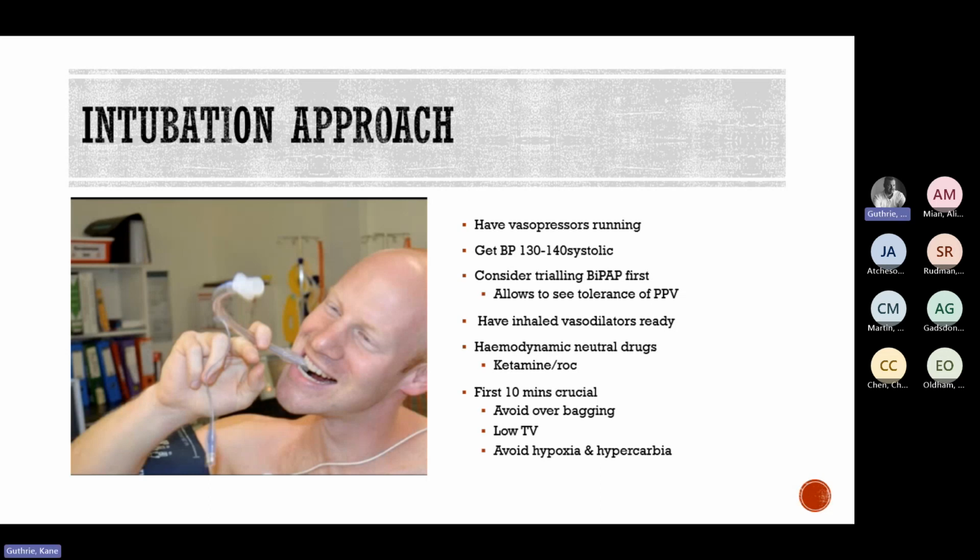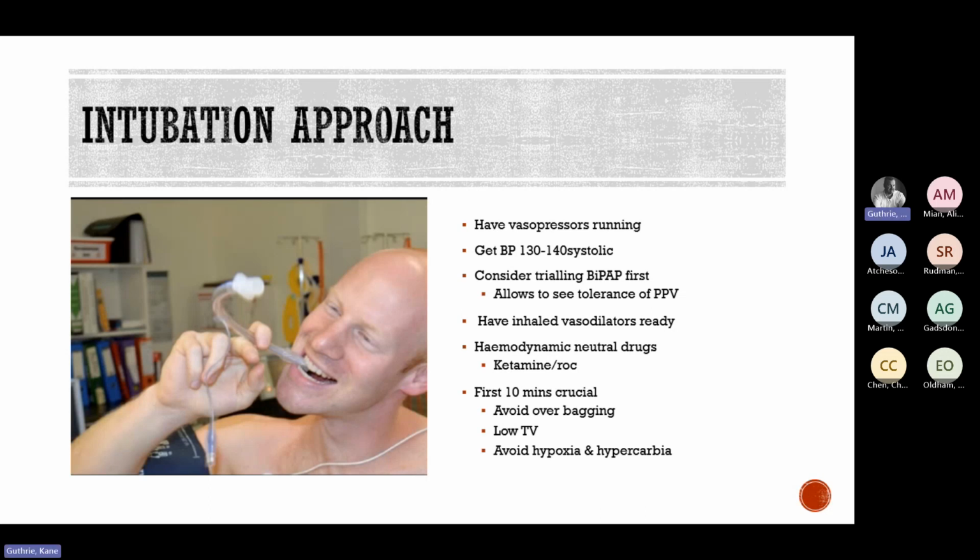Have inhaled vasodilators ready. If you haven't got it on, have them ready after you tube them, because you can run them in line through the ventilator circuit to actually help and get them right in there. You want to use hemodynamically neutral drugs, so low dose ketamine, high dose rocuronium. Okay, and remembering your post-intubation sedation as well. You're not going to be able to go too high because they're not going to tolerate it.